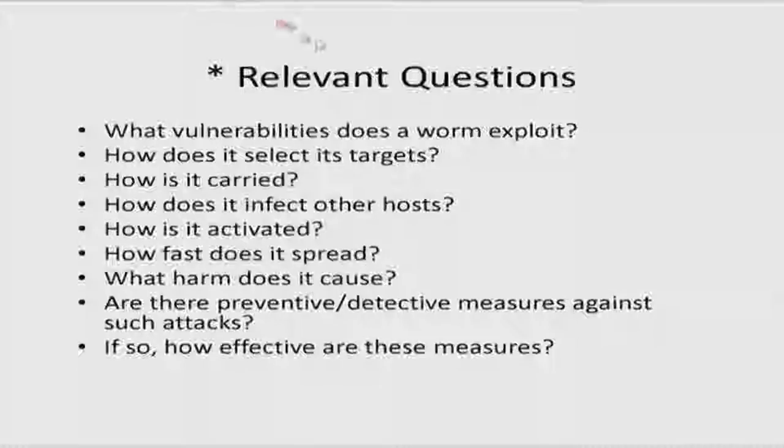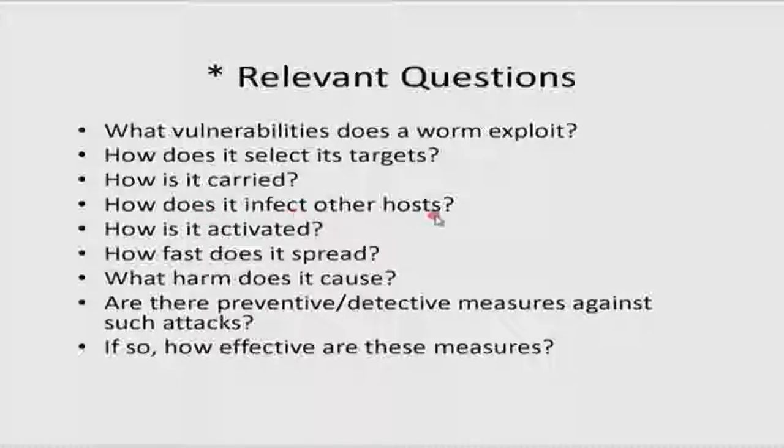So whenever you talk about malware, there are some very interesting and pertinent questions to ask. First and foremost, as always, when we talk about any attack, we ask, what is the vulnerability behind this attack? So in the context of worms, what vulnerabilities does a worm exploit? How does it select its targets? How is it carried? For example, is it carried through SMS messages, through email, etc.? How does it infect other hosts? How is it activated? Is it activated by a human being or automatically?